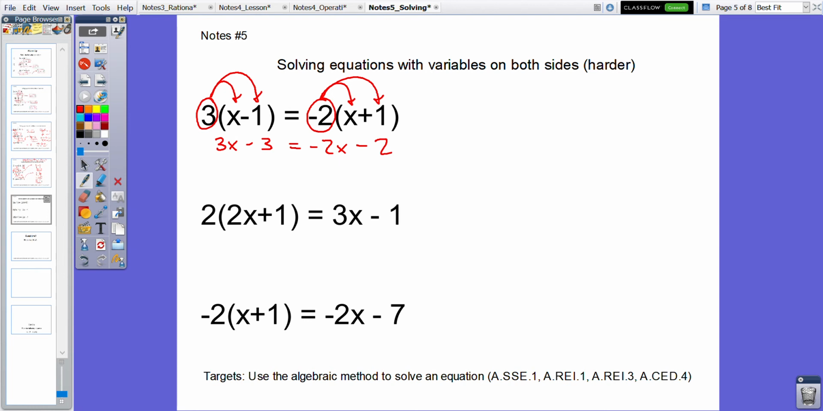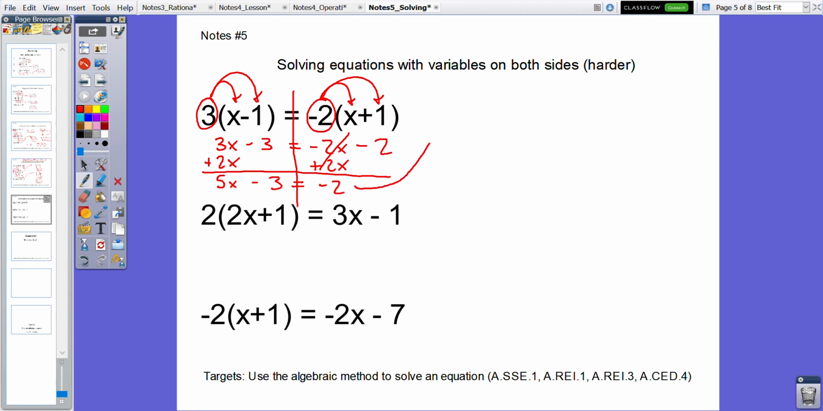And what we're going to do is, once again, apply the same strategy as we saw before. We want to get all of our variables to one side and have them be positive if we can. So we have a positive 3x on the left side and a negative 2x on the right side. Because we want to eliminate all the negatives, we're going to add 2x to both sides of the equation. Now remember, we want to combine x's with x's. I'm going to combine that 2x with my 3x. That's going to leave me with 5x minus 3 equals, 2x's cancel, negative 2.